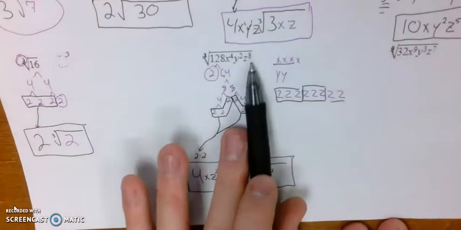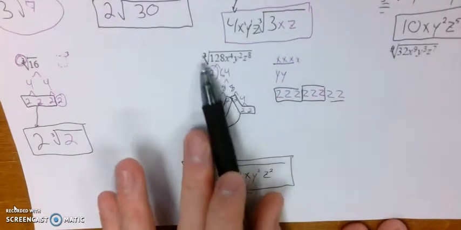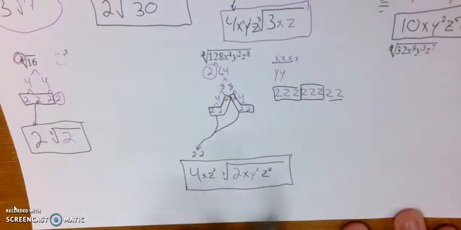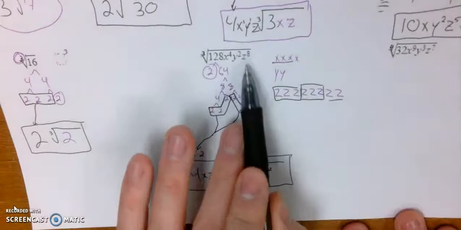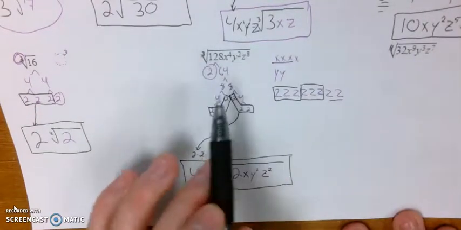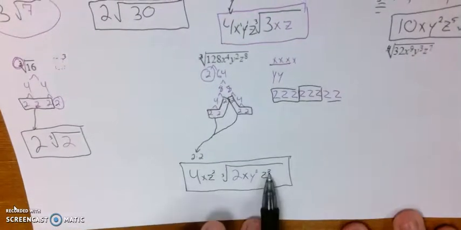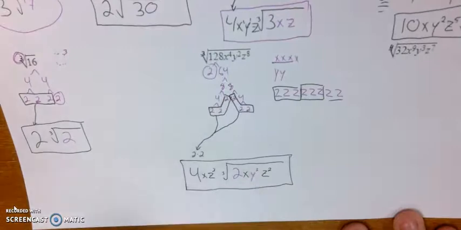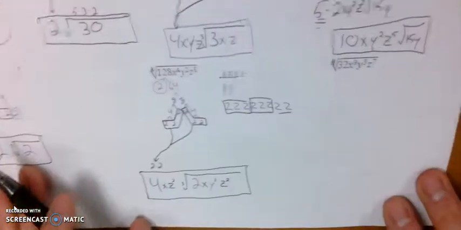Essentially what we're doing is taking these exponents and dividing by the index. If there's a remainder, that is your exponent inside the radical. So if you want a shortcut, 8 divided by 3 would be 2 with a remainder of 2. 4 divided by 3 would have been 1 with a remainder of 1. So there is kind of a shortcut there.